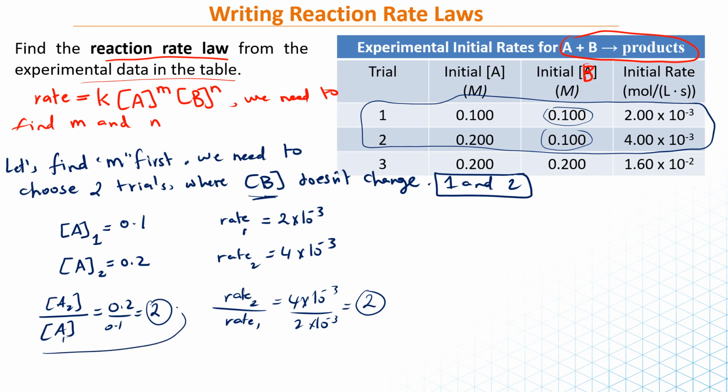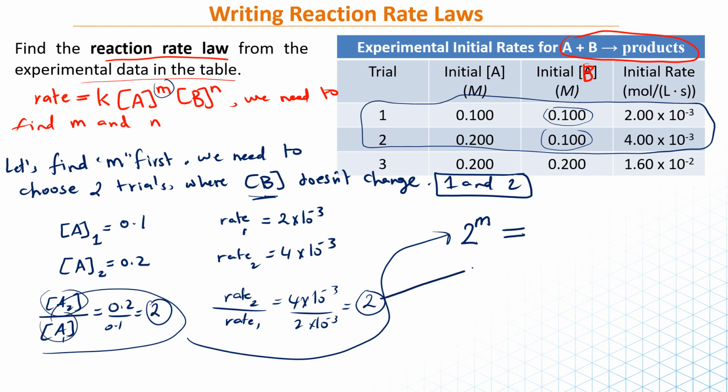So do you see this, guys? The answer that you get from here, put 2 to the power m, because we are talking about the A here, and here it has m, equals this answer that you get from the rate, equals 2. And solve, find M. So M is going to be 1.